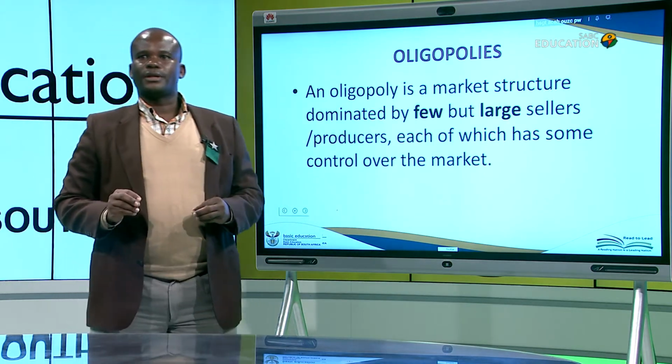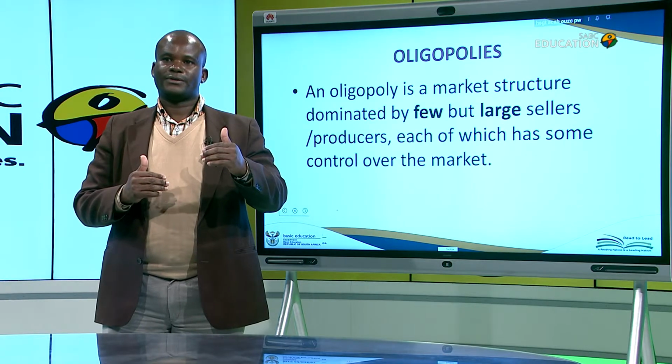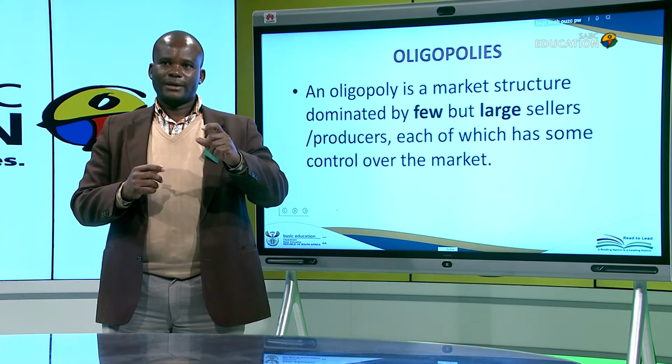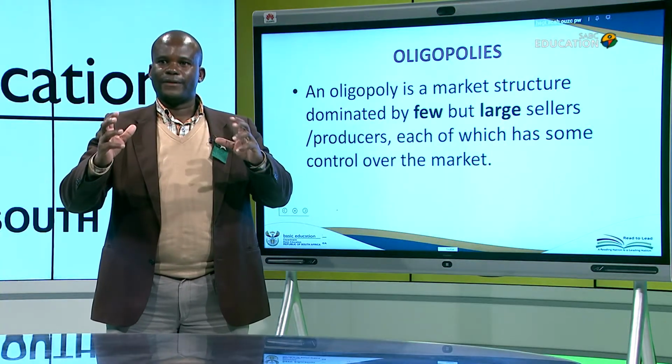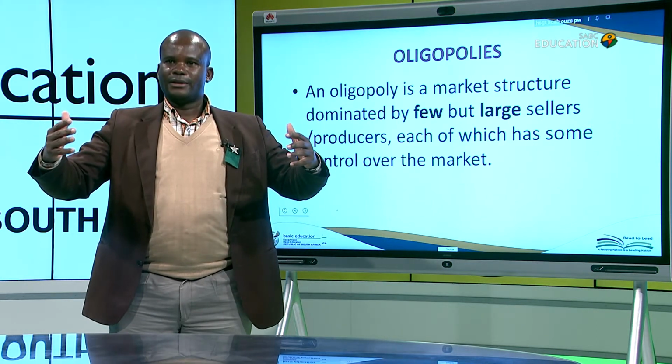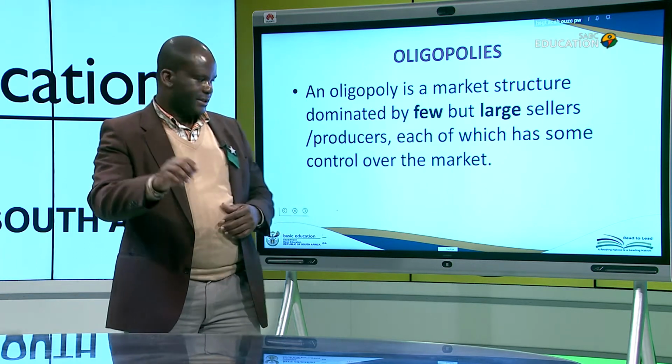I'm going to start with oligopolies. What do we mean by an oligopoly? An oligopoly is a market structure dominated by few but large sellers or producers, each of which has some control over the market. So for us to be able to tell that this is an oligopolistic market structure, it's characterized by the number of firms. There should be very few, but each firm is very large. That's why it has some considerable degree of control in the market.